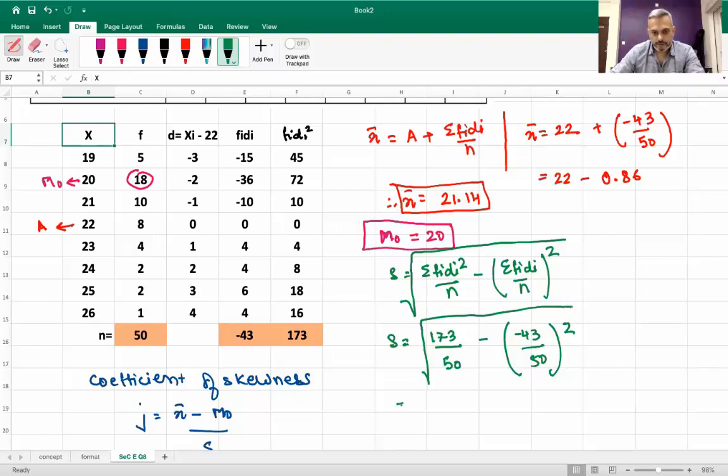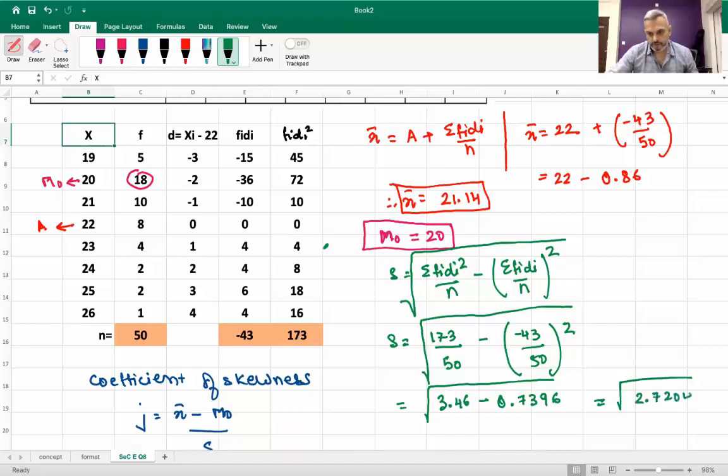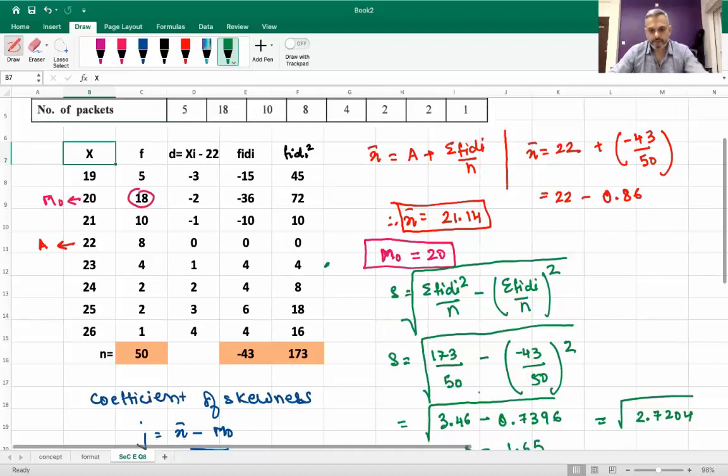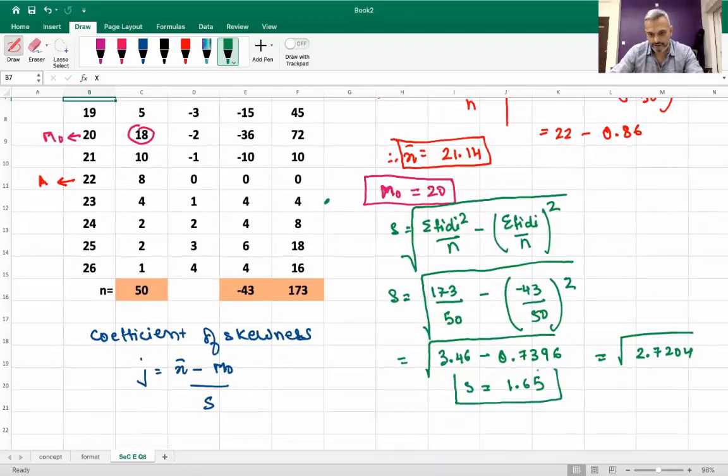and the whole under root, which is equal to 173 divided by 50, 3.46, minus 0.86 square, which is 0.7396, under root of 2.7204, which is equal to 1.6493, so 1.65. So standard deviation is equal to 1.65.